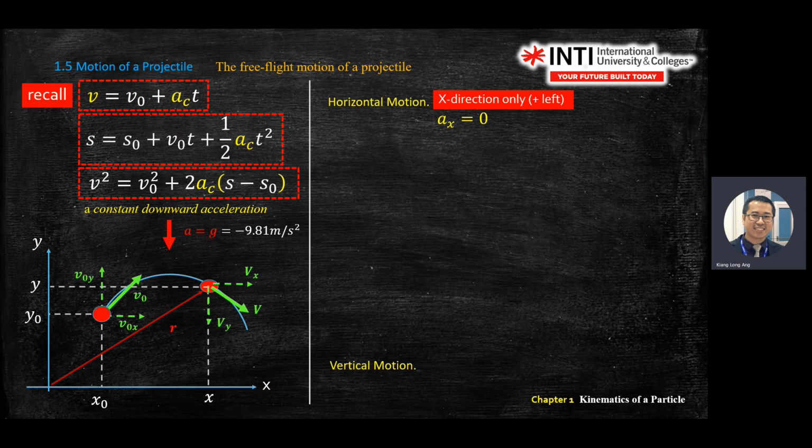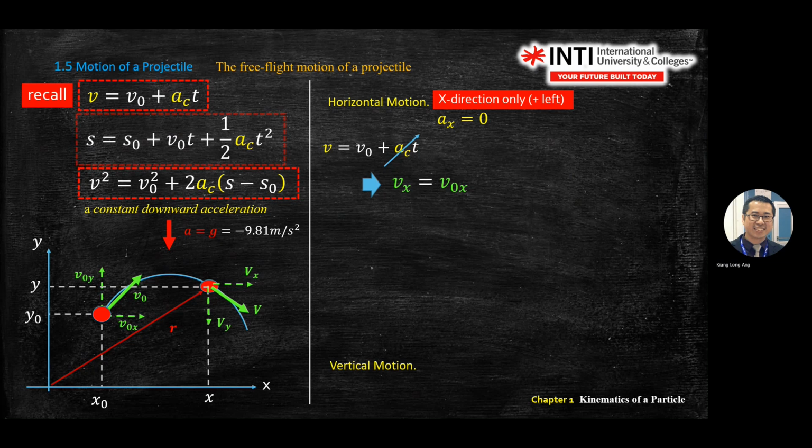Zero. There is no acceleration in the X direction. So for the X direction, you look at the equation. AX is 0, so you only reach V equal to V naught. So for your X direction, the first parameter is Vx equal to the initial velocity in the X direction. Make sense? Okay.